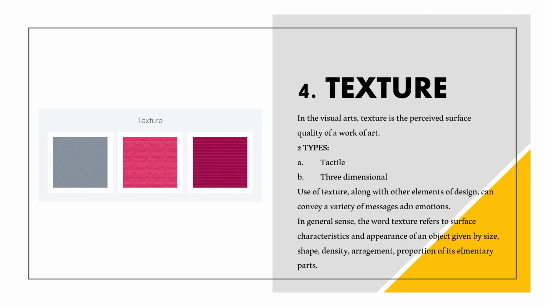Okay, next is texture. So what is texture? In the visual arts, texture is the perceived surface quality of a work of art. So texture is the way a surface feels or the way it is perceived to feel. It has the power to attract or detract a viewer's eyes and can be applied to lines, shapes, and forms. So there are two types of texture. There's tactile and three-dimensional.